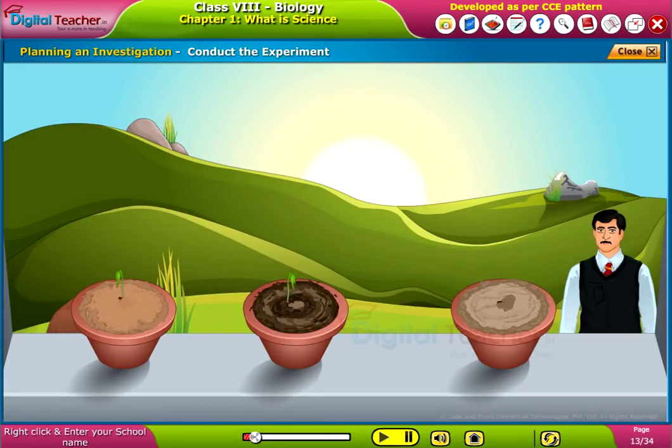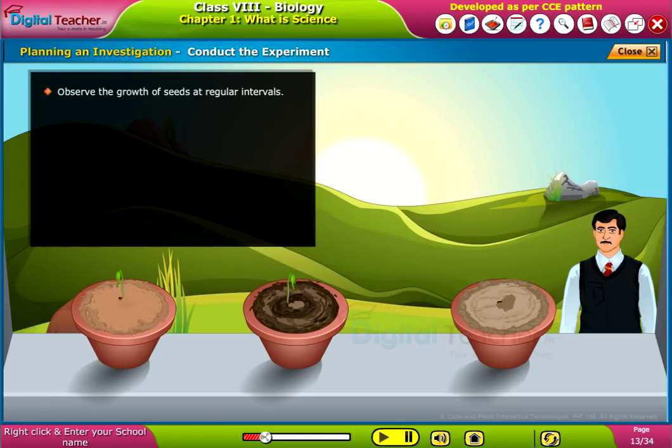Conduct the experiment. Observe the growth of seeds at regular intervals. Record the data in a table so that you can make a clear study.